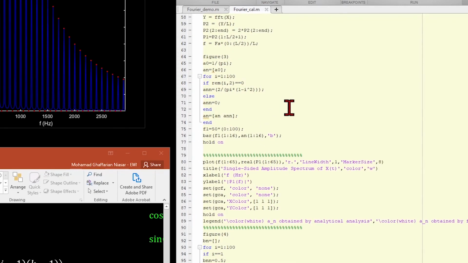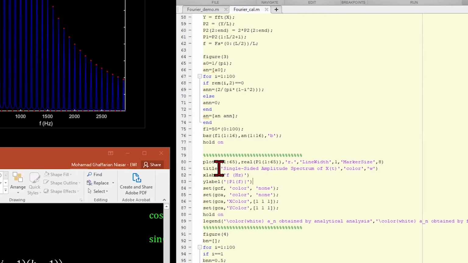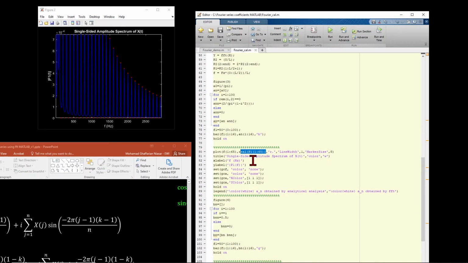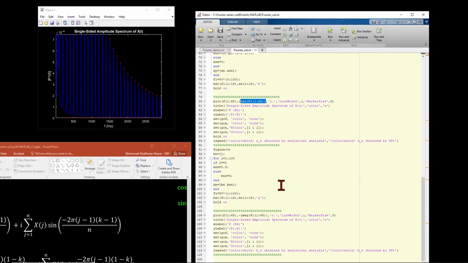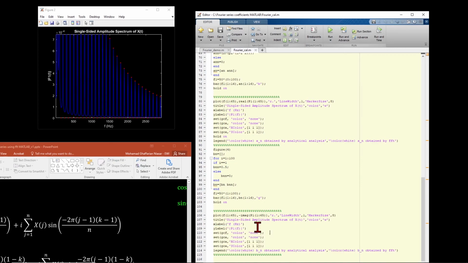Okay, so this is for the analytical plot. This one is for the FFT plot. So we plot f versus the real part of P1. In this case, I am only plotting it for the first 65 harmonics. And the same way, we can plot the bn, basically f versus minus imaginary part of P1. And again, I plotted only the first 65 harmonics so that it shows more clearly.